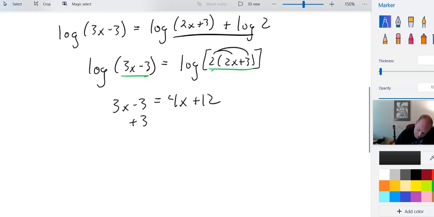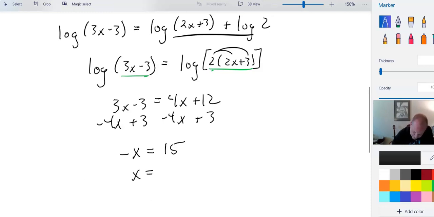Right? So I'll add 3 and subtract 4x from both sides. And that gives me negative x is equal to 15. And, well, let's see here. Did I do something wrong? Because this looks like it may have no solutions. This is interesting. If negative x is equal to 15, then x is equal to negative 15. Well, this raised my attention. I'm not seeing anywhere that it wouldn't be.